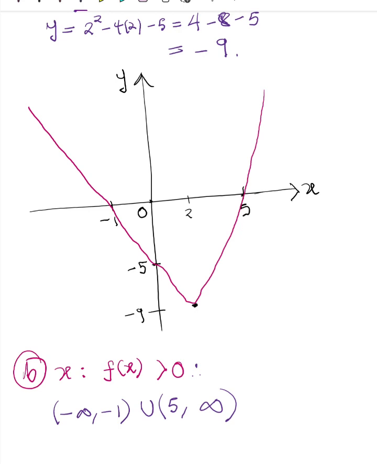Now, what does this mean? This means starting from the left, you can see that from the upper left, this function is positive until negative 1. So we are not going to include this point at negative 1 because this is a strict greater than. Also, on positive 5, we are not going to include 5 because this is a strict greater than. So 5 to positive infinity. This is how you use the graph to solve a quadratic inequality.